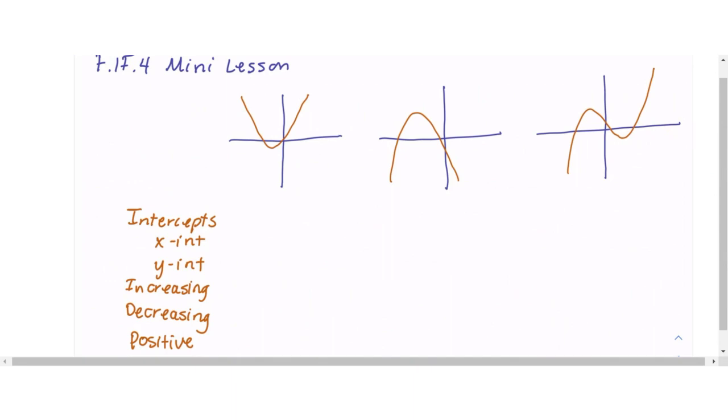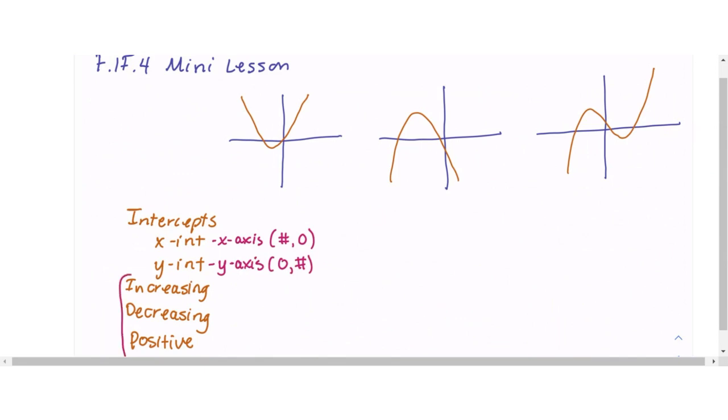An x-intercept is where it crosses the x-axis, and it's in this form: a number, comma, 0. The y-intercept is where it crosses the y-axis, and it's 0, comma, a number. So those are what the points look like.